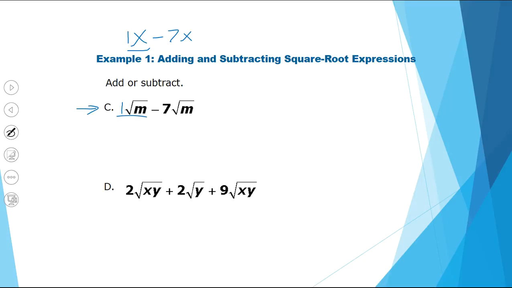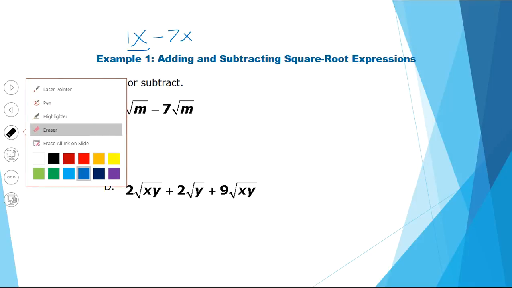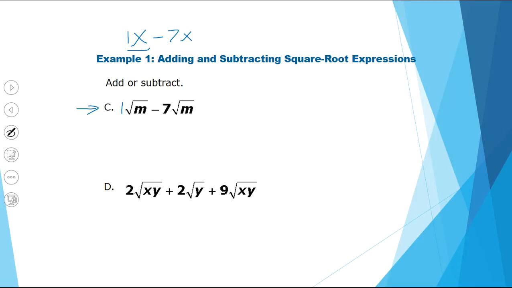Again, that is a simplified radical. This is another simplified radical. So let's combine them, as long as they're like radicals. Of course, since they're both the square root of m, I can combine these. This becomes negative 6 square root of m, because 1 minus 7 is negative 6. And d here, this last one, that's a simplified radical, and I know it's simplified because I can't take the square root of x or y.